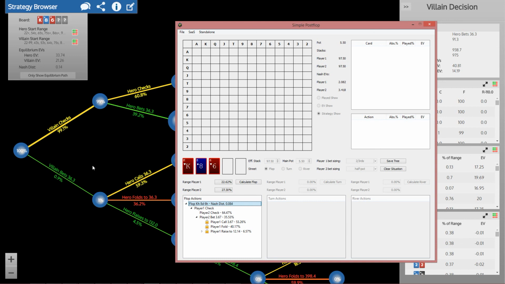A maximally exploitative shift like this might be to never c-bet. I don't know exactly what it is, because we can't compute it without knowing a full strategy. But usually maximally exploitive strategies are going to be kind of all or nothing. I don't think it would be to never c-bet, but it would be a big shift.